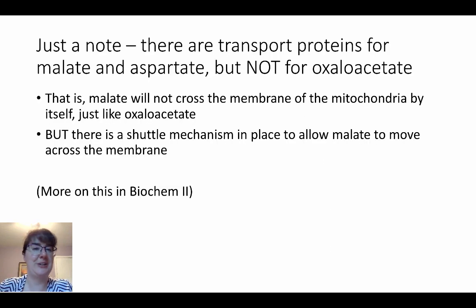Just a note, for those of you that are looking at some of these structures and thinking, all right, I buy the fact that oxaloacetate can't get past the membrane, but malate looks a lot like it. Just so you're aware, malate wouldn't cross the membrane by itself either, but there's a shuttle mechanism in place that allows malate to move back and forth across the membrane. You will actually talk more about that in Biochem 2, but that's just a note for those of you who are drawing out the structures and wondering why malate can go across membranes but oxaloacetate can't. If it's just the membrane, neither one can. There's a special shuttle for malate.